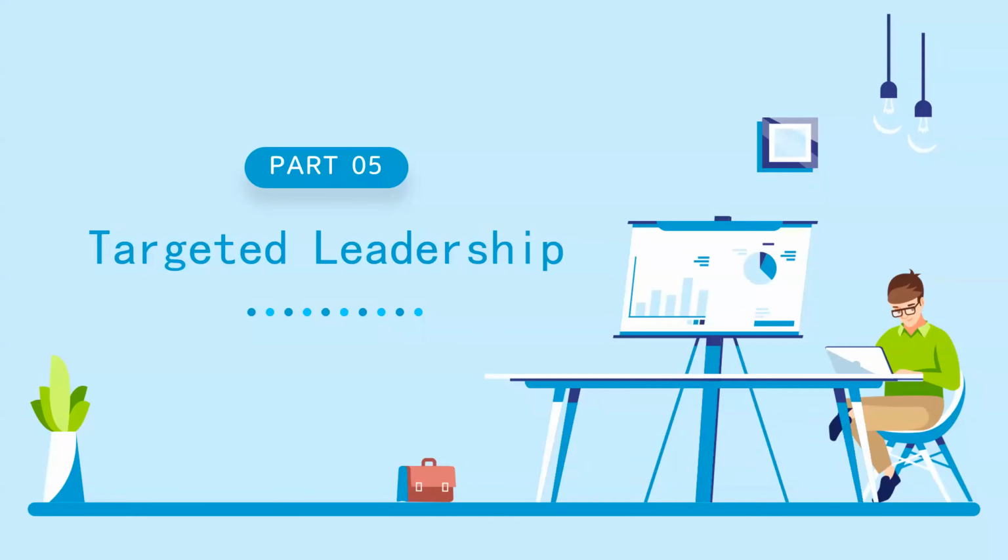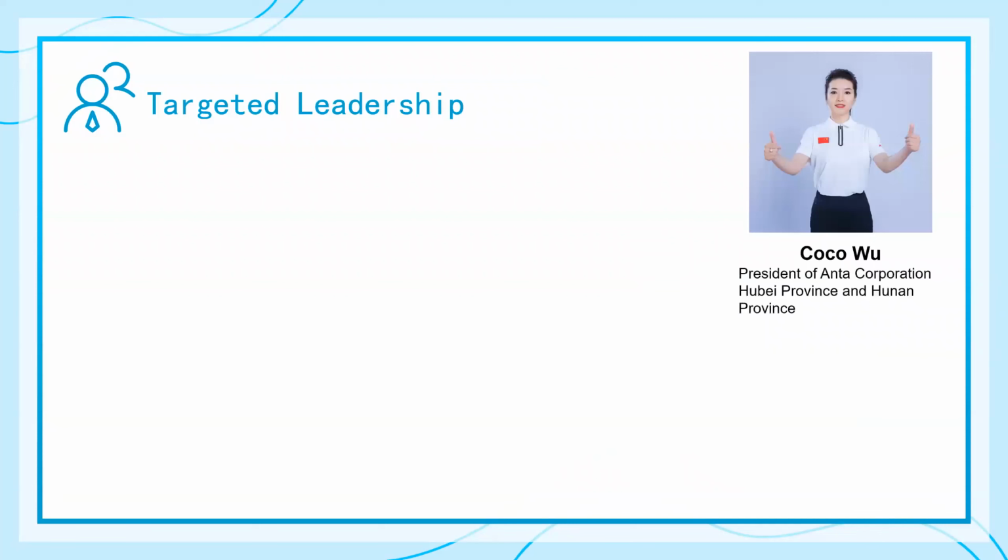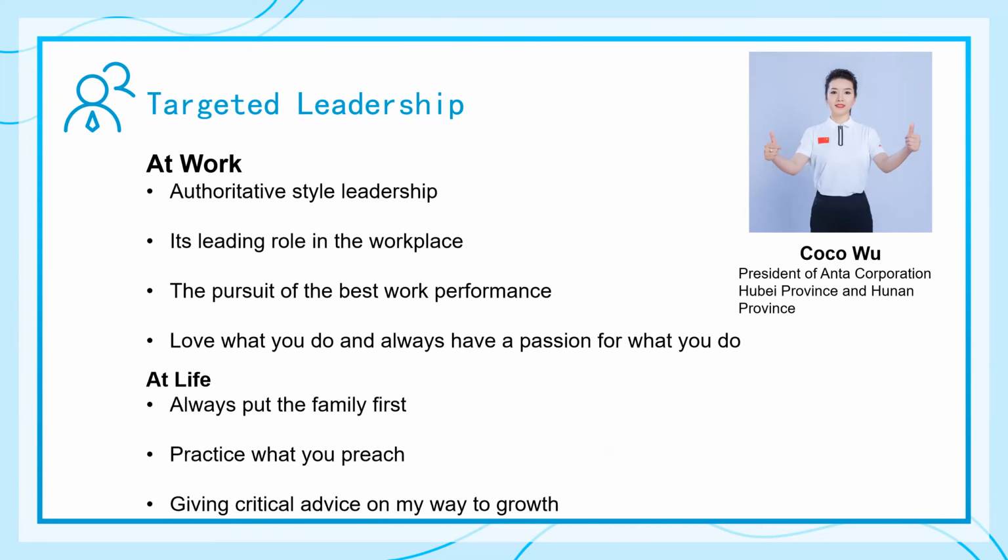This part is my targeted leadership. Her name is Coco Wu. She is the president of Anta Company in Hubei Province and Hunan Province. She's also my mom. In the workplace, she is an assertive style leader, and she will lead the team to accomplish the goals, lead the team in the field, and pursue the best work performance without being complacent because of current achievements.